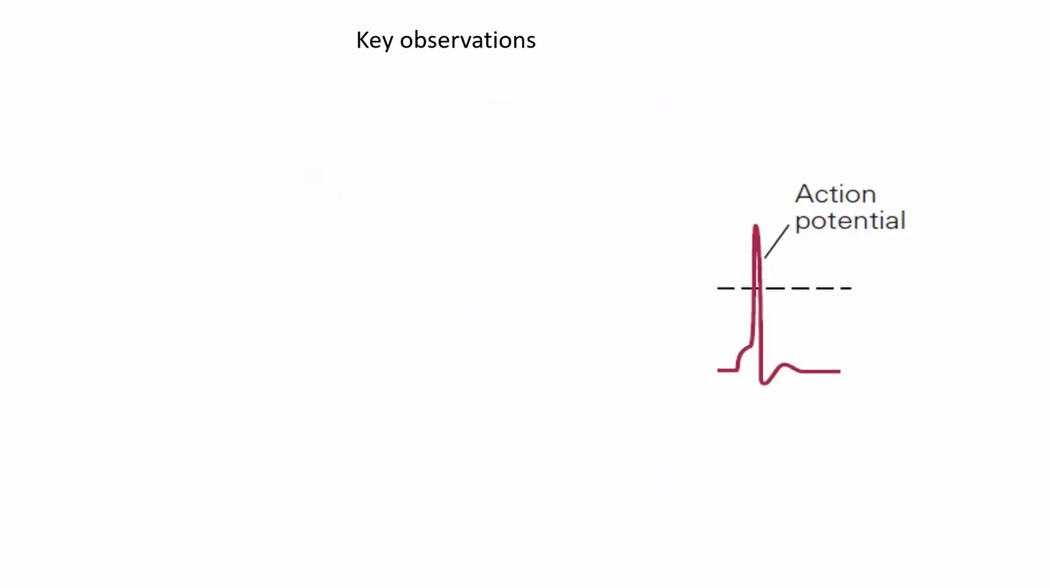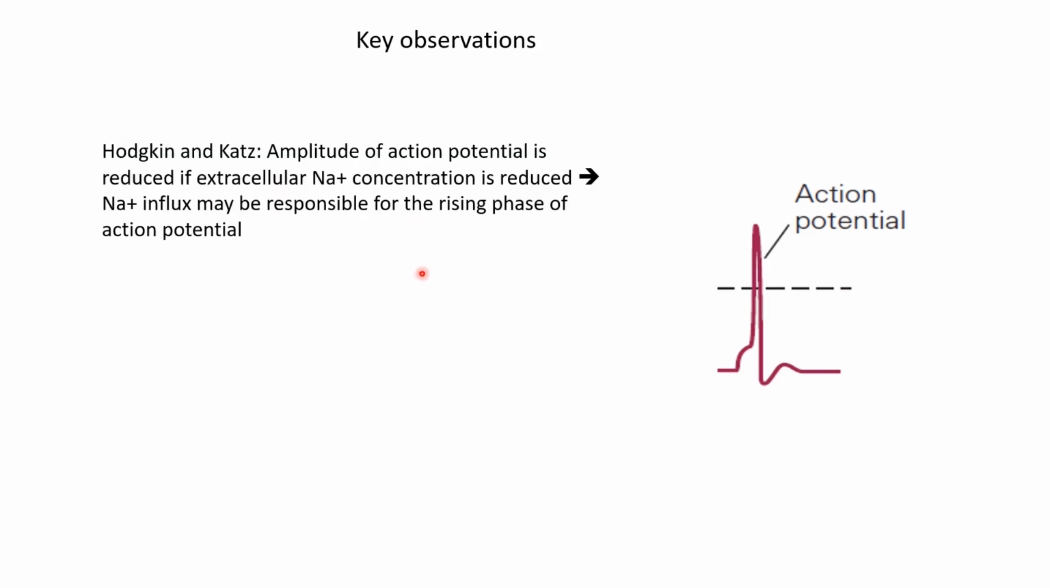Let's look at some of the initial observations that were made by scientists that helped us in understanding what happens during an action potential. So one thing that Hodgkin and Katz noticed is that if you reduce the amount of extracellular sodium, then the amplitude of the action potential is reduced. And that tells us that perhaps the sodium influx is responsible for determining the amplitude of the action potentials. So it may be that when sodium ions come in, that causes this increase in the membrane potential during the rising phase in the action potential.